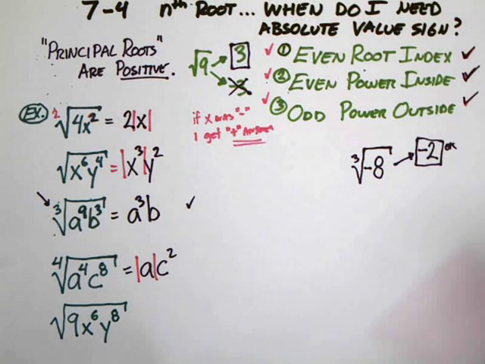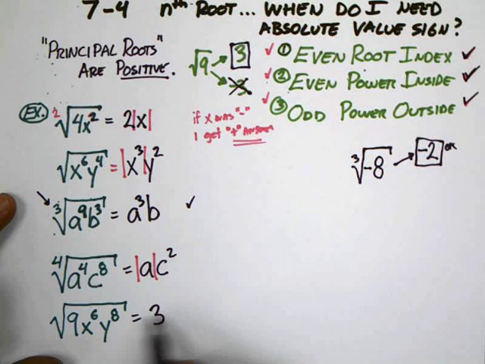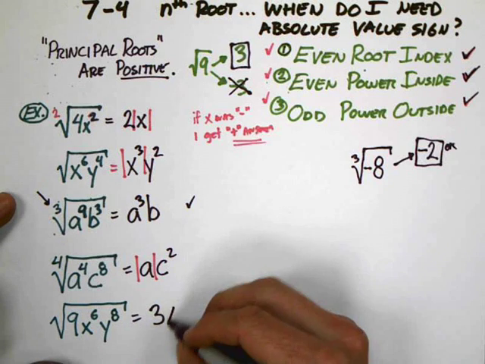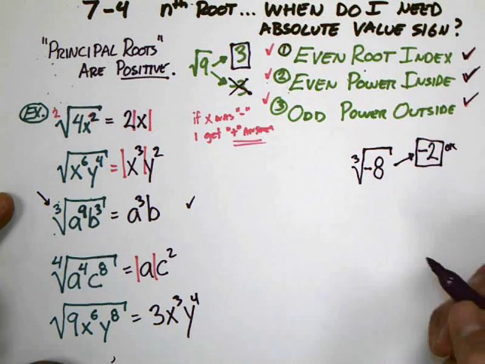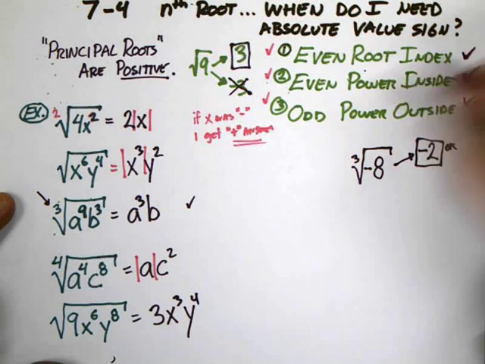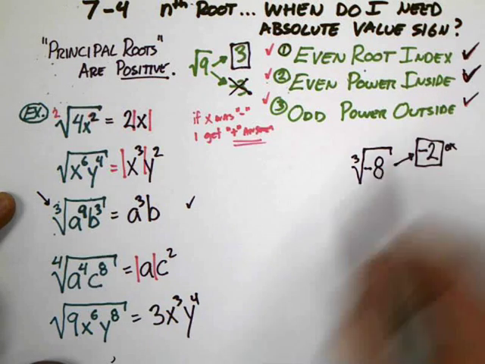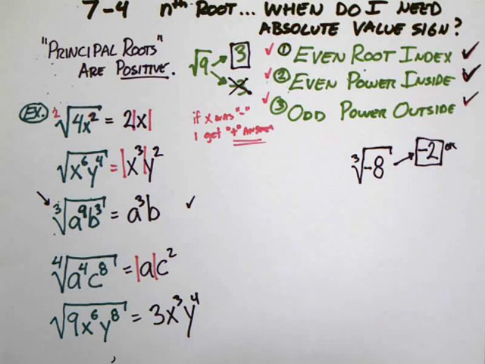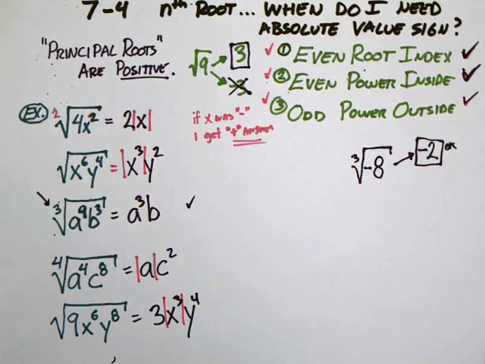So what about the last one down here? Have the square root of 9, 3. Some people are like, do I need absolute value signs on the 3? No, it's 3. It's positive already because I wrote it there. So x to the 6 is going to turn into x to the 3rd, and y to the 8th comes out and becomes y to the 4th. So even root index, yes. Even power inside, yes. Odd power outside, only on the cube. So this one's going to be the absolute value of x cubed. And that's it. Very nice.